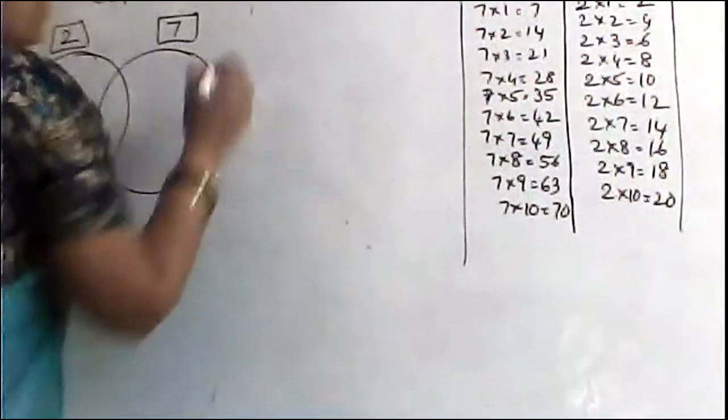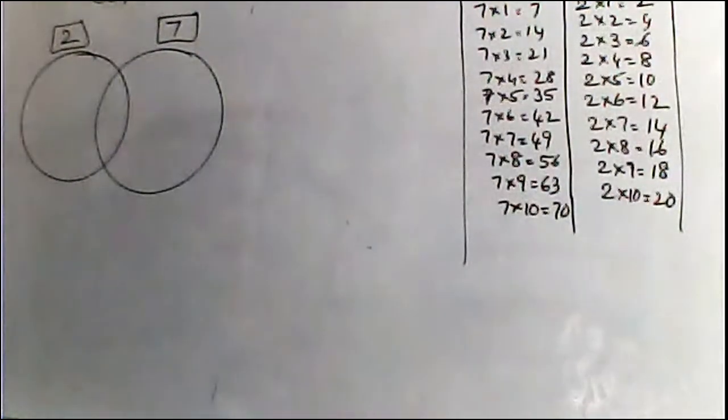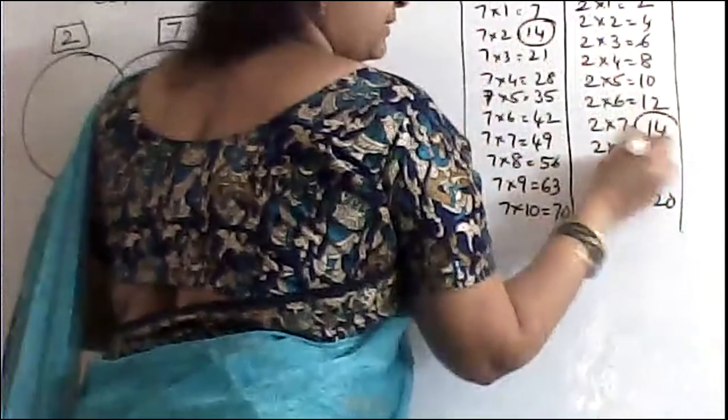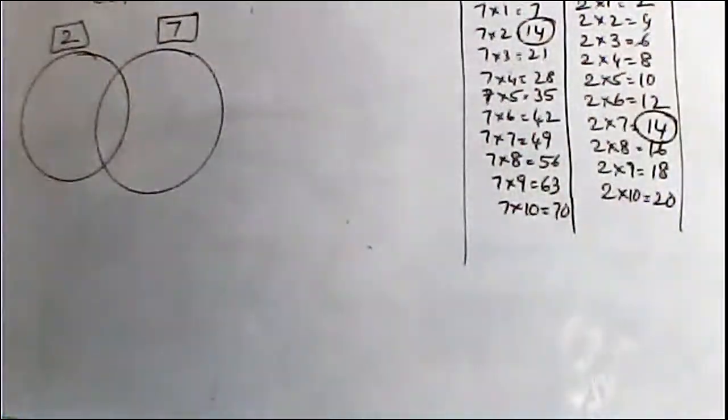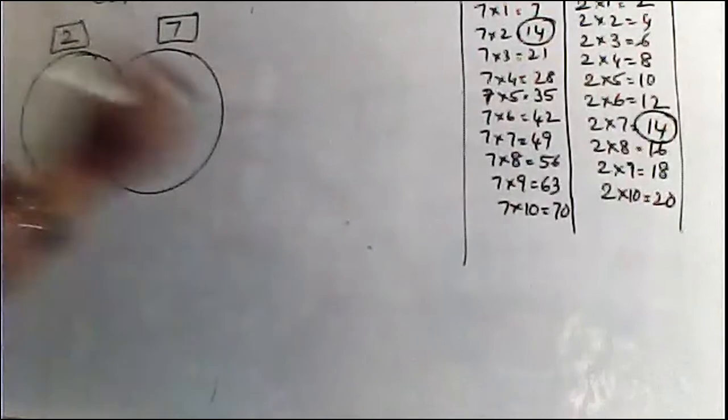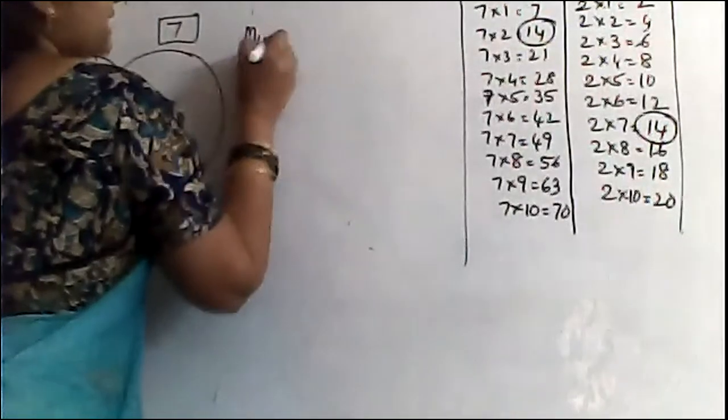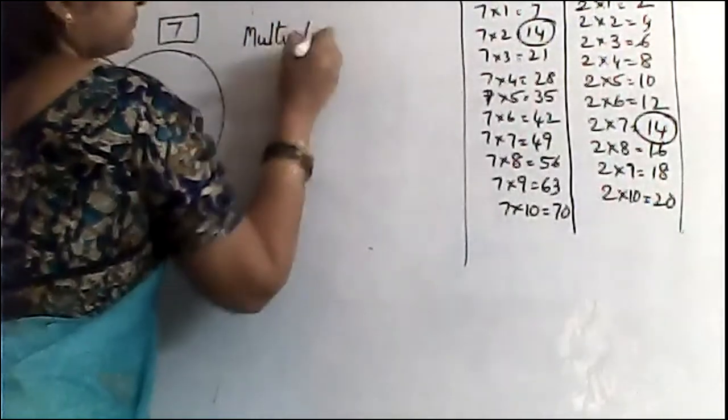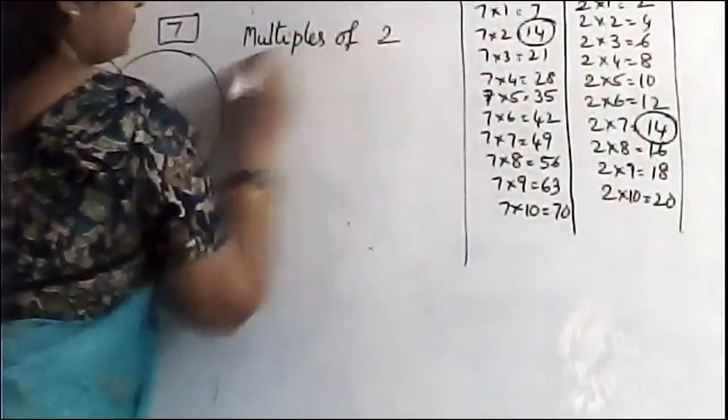Now here, 14 is common. Very good. Next number, can we find any other number here? No. Okay then. So here multiples of 2, right?